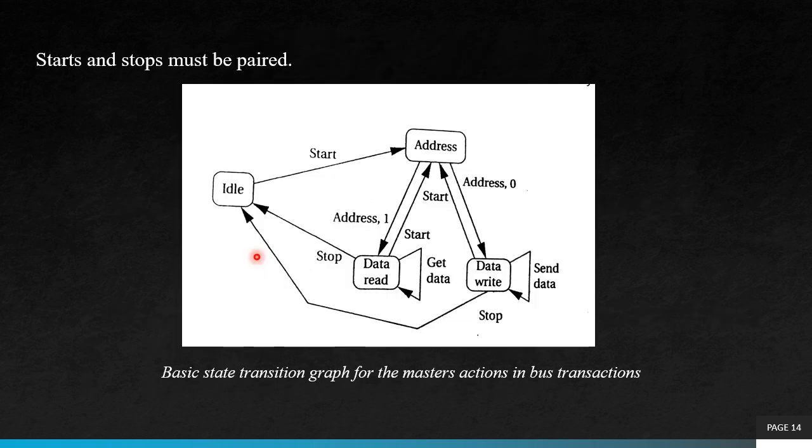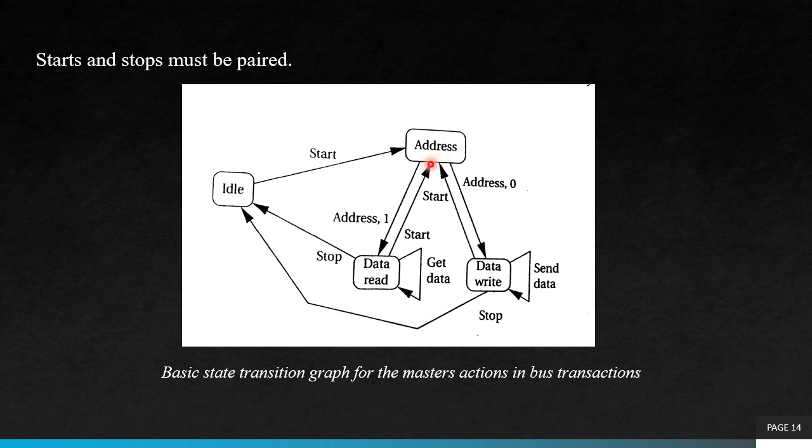This is the state diagram indicating the basic state transition for the master's actions in a bus transaction. Initially, the bus is in idle state. For a transmission to occur, a start signal is initiated, followed by the address of the device. And if it is a write operation, the bit following the address will be 0. Then the data write operation takes place. After completing that operation, a stop signal is initialized, which makes the device go back to idle state.